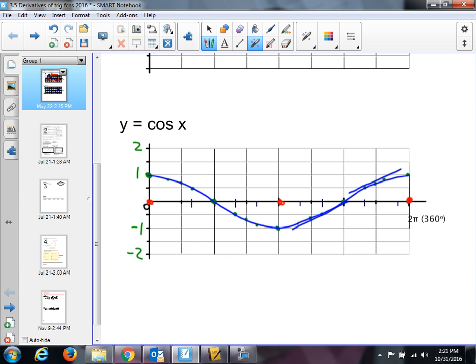What's this looking like? Negative sine. The negative sine function. Okay. So I was surprised nobody just said upside down sine, but negative sine is perfect, because that's what it is. So negative 1 there, positive 1 here. I'm going to sketch that in.